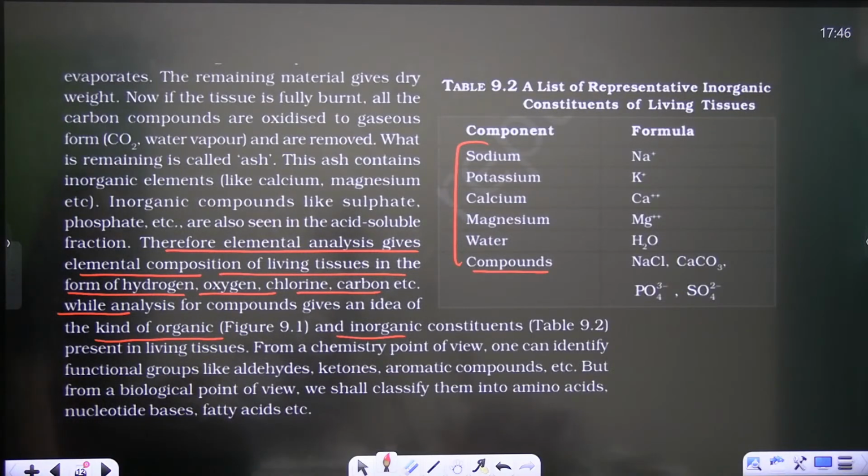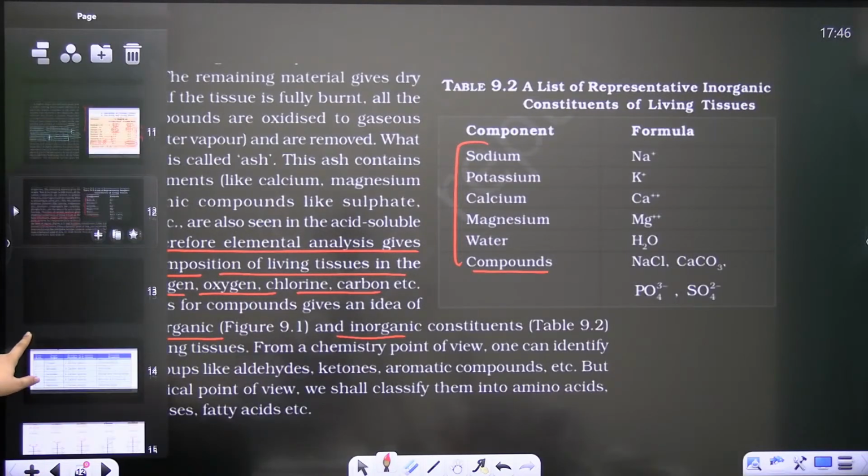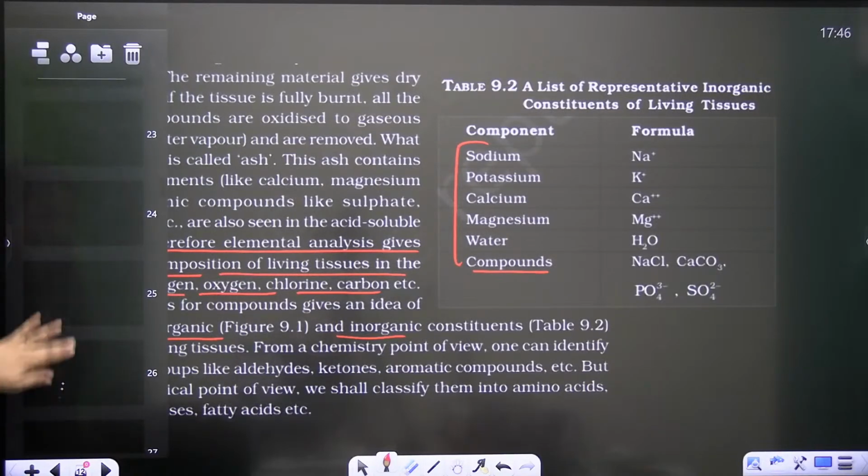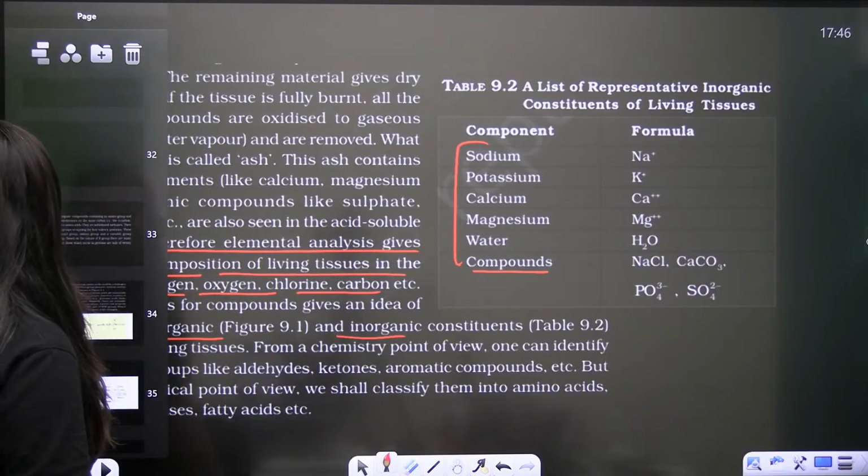Any doubt? Yes, bache, any doubt? Any doubt, yes or no? So the next that we need to study is primary and secondary metabolite.